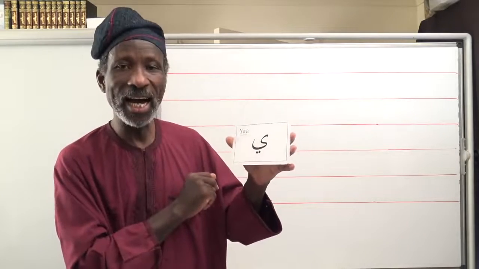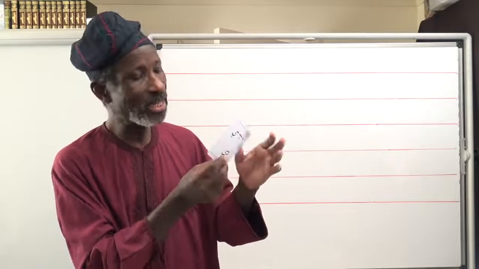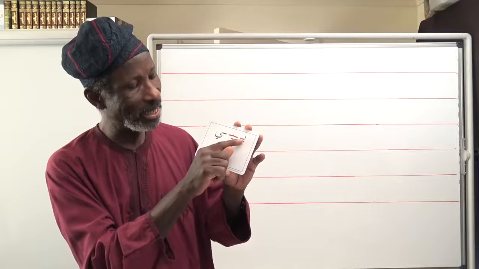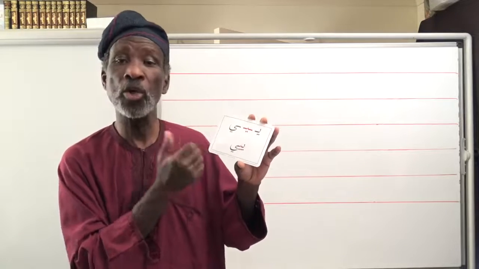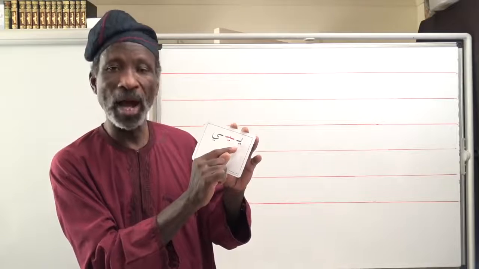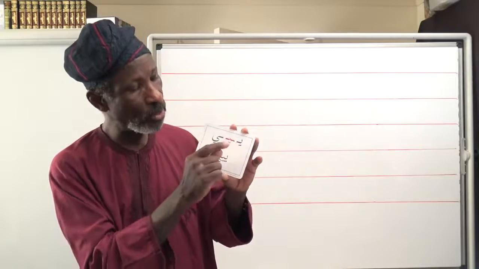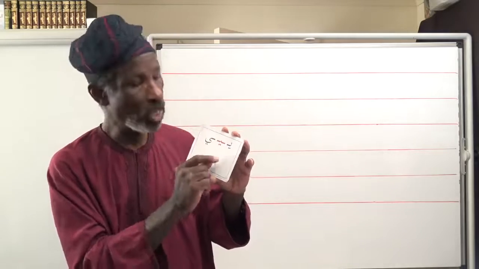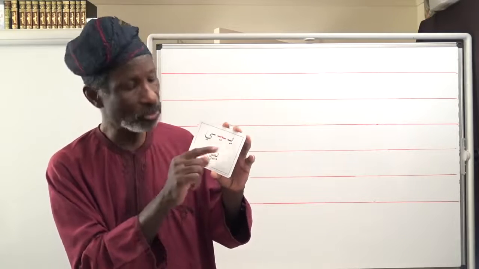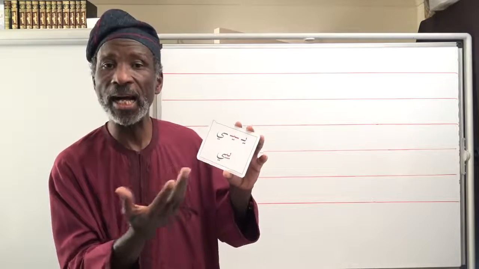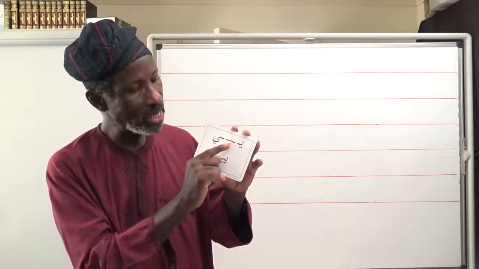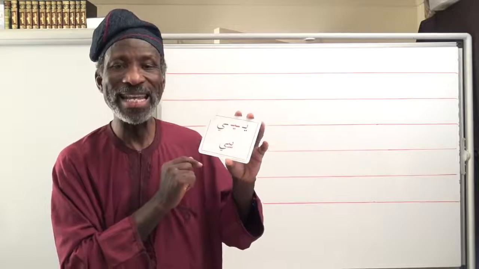Last letter, ya. It's the only one with two dots below. Again, look at the shape of when you are joining your ba, ta, tha, and noon at the beginning and the middle, except you have two dots here. The same shape, if you have one dot there, that will be noon. If you have two dots there, it will be ta. If you have three dots there, it will be tha. So two dots below is ya. The same shape at the beginning and the middle as well. So ya, and that's your final ya.